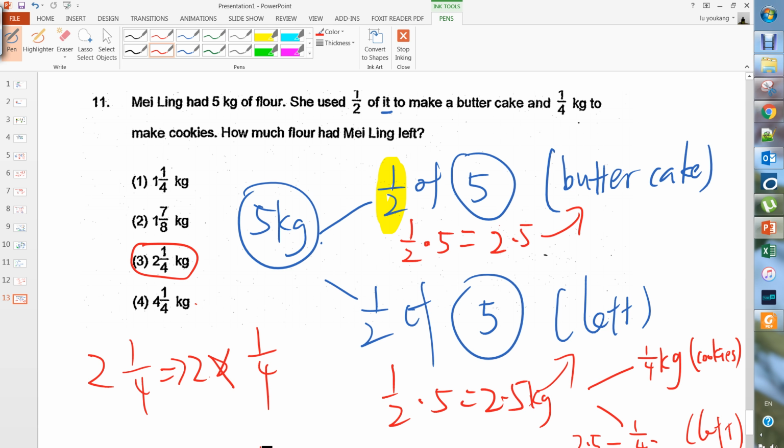Okay? Good. So next, 12. So this is the concept of the branch method. Start with something, use again. Okay?